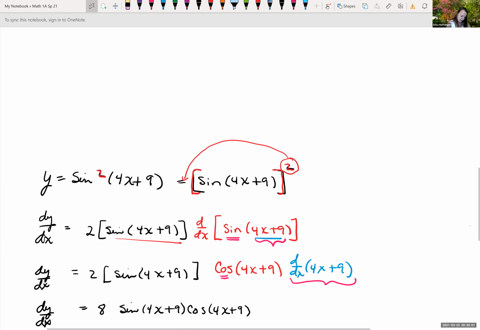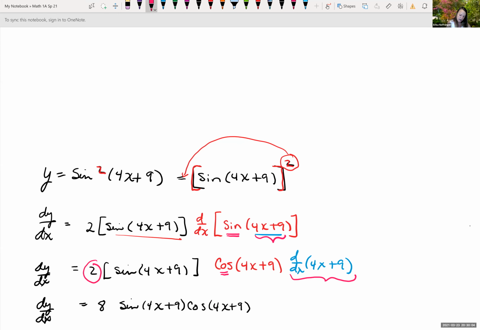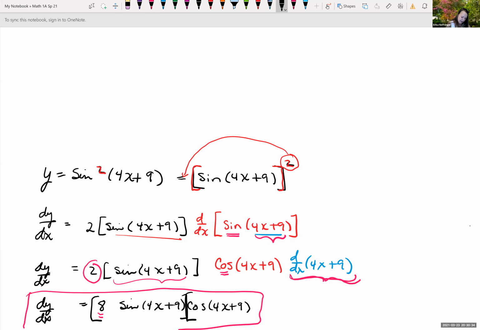So now we have this 2 here times the derivative of 4x plus 9 over here. Well, the derivative of 4x plus 9 is 4. So I just took my derivative of that, which is 4 times 2 to give me this 8, sine of 4x plus 9 times cosine of 4x plus 9. Well, that's just the first derivative. And they wanted us to find the second derivative. So when we find the second derivative, we need to now apply the product rule. So I chose 8 times sine of 4x plus 9 as my first function and cosine of 4x plus 9 as my second function.